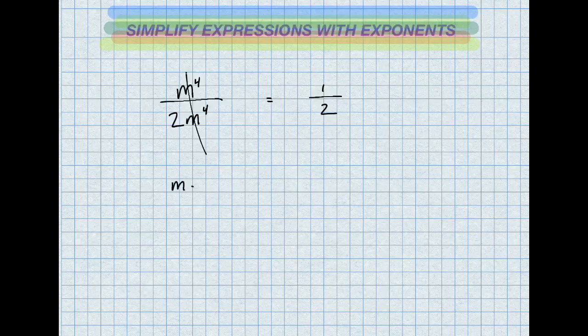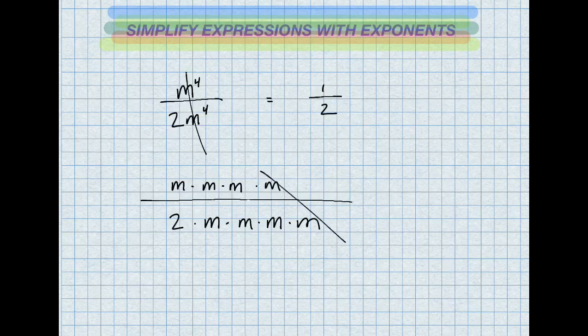Because, you know, m times m times m times m. There's your m to the 4th times 2 times m to the 4th. And you just start crossing these out. Okay, just using your rules from fractions, all you're left with is 1/2. So there's your answer, 1/2.